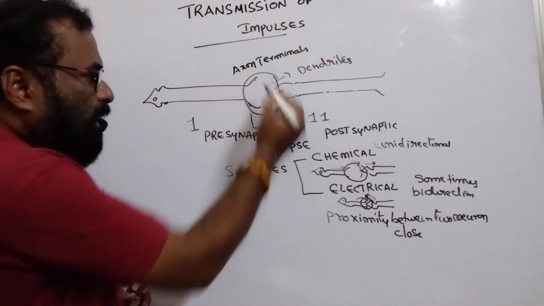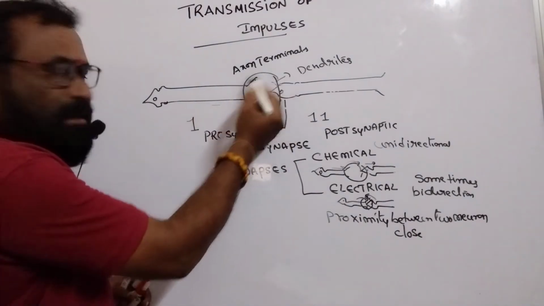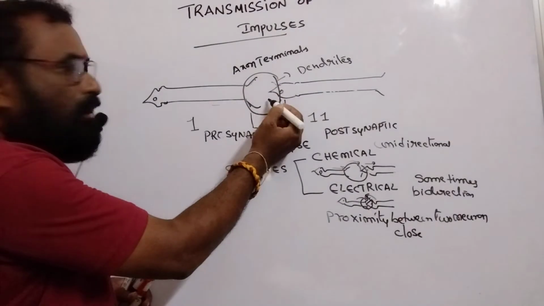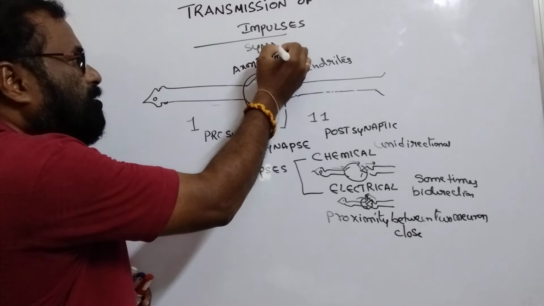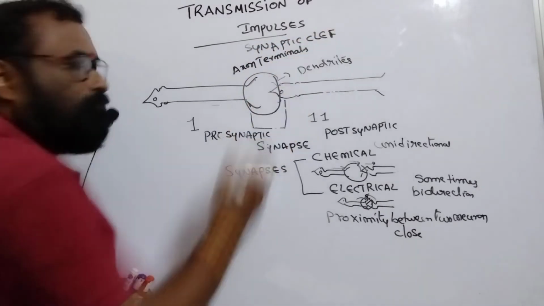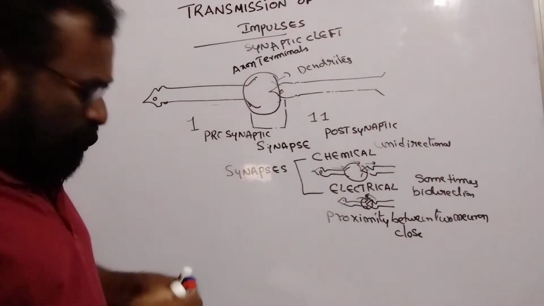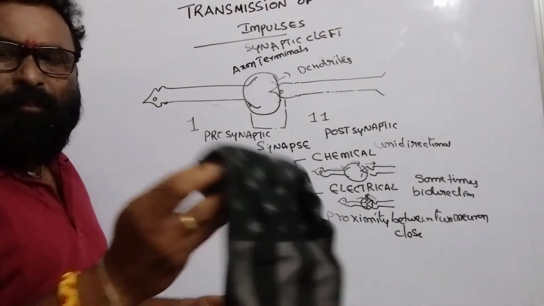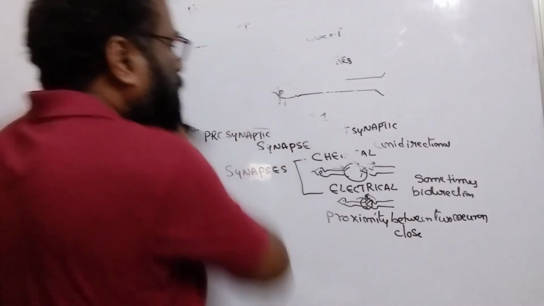This is the chemical synapse. This area is called the chemical synapse, also known as the synaptic cleft. The synaptic cleft is the structural gap and functional bridge between the two neurons.